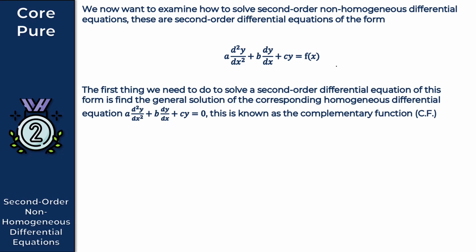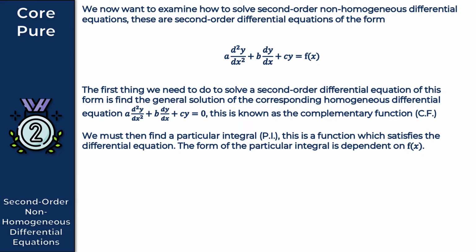Okay? So the first thing that we need to do here to solve a second order differential equation of this form is find the general solution of the corresponding homogeneous differential equation, of this form here. And again, you should recognize this from the previous video. This is known as the complementary function. It's often just shortened to c.f., just meaning the complementary function. We must then find a particular integral, again shortened to p.i., so just the particular integral here. And this is a function which satisfies the differential equation. So the form of the particular integral is dependent on f of x.